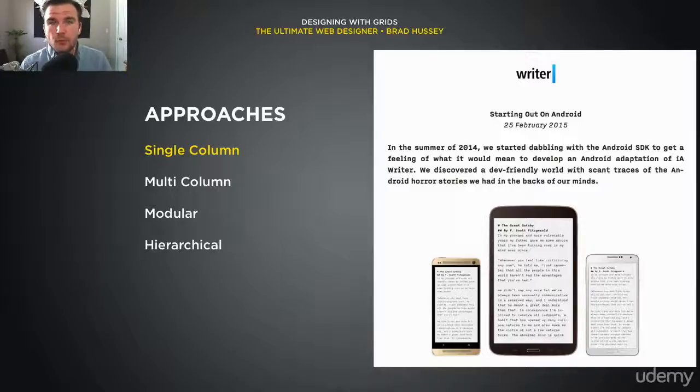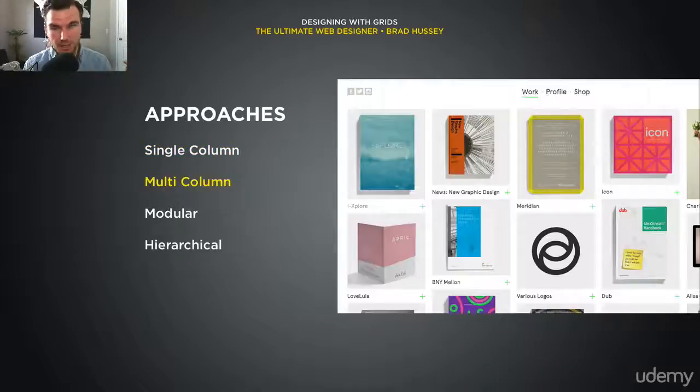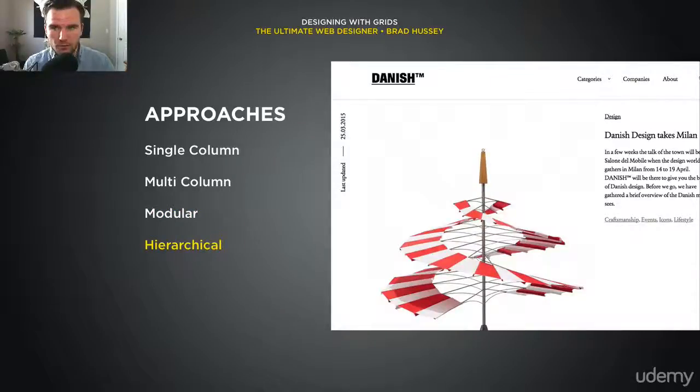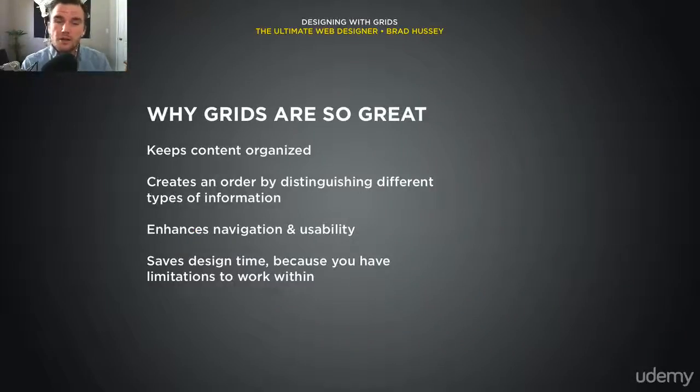There are 4 simple approaches to grid-based design. There's the single column, the multi-column, the modular grid, and the hierarchical grid. Grids are awesome because they keep content organized. They create an order by distinguishing different types of information. They enhance navigation and usability, and they save design time because you have limitations to work within.